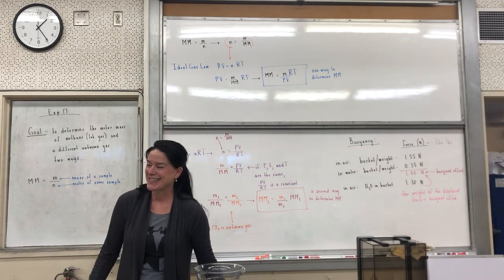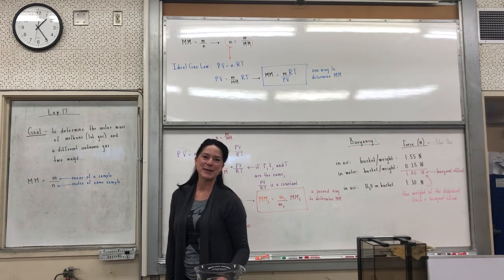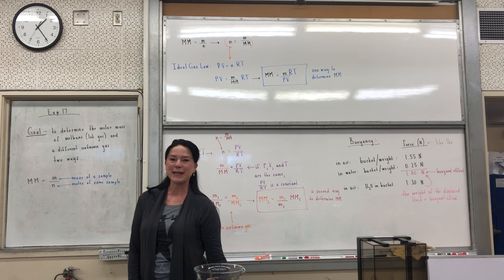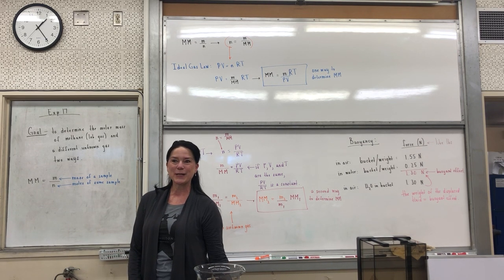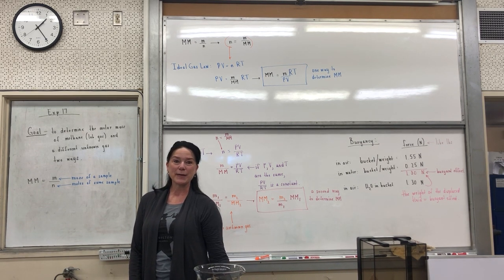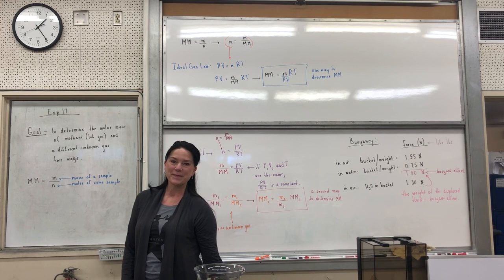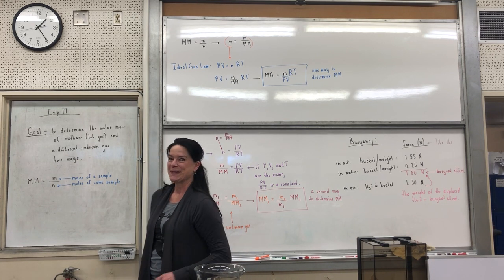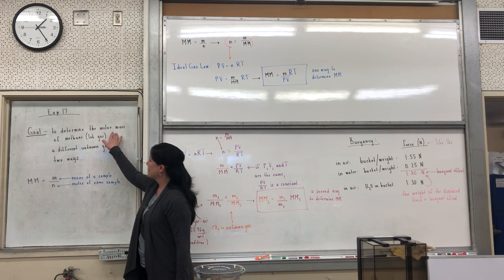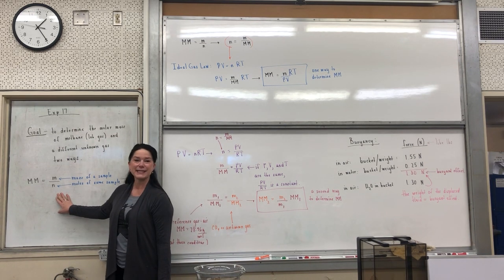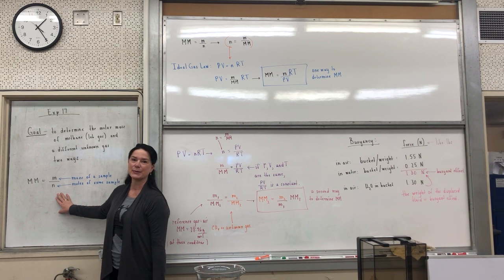Good morning, class. Today we're going to talk about experiment 17, which is the molar mass of a gas. In this experiment, we're going to determine the molar mass of lab gas, which is methane, and an unknown gas. So, if we're going to determine the molar mass, we're going to need a sample, and we need to know the mass of the sample and the moles of gas in the sample.